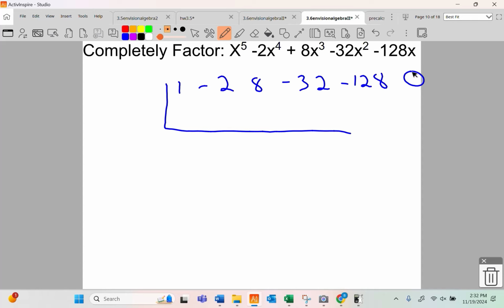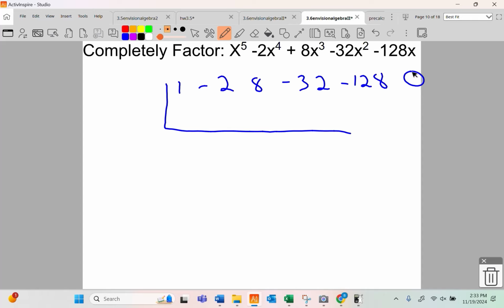Now, you can sit here and you can play with factors of 128 over factors of 1. There's a lot of factors in 128. You can guess, and you can guess, and you can guess. Well, what can you do with it? Graph it. How many zeros do I need to pull from this thing so I can either factor it, square root, or quadratic form? 3. And that's the 5th, I need to pull 3 zeros out of it.